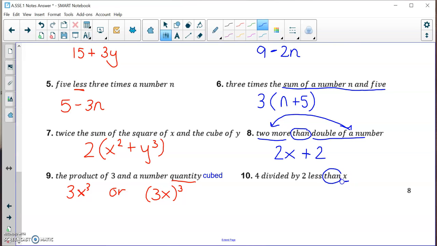But the thing here is we're just switching the 2 and the x around. So we're first going to start off with the 4 divided by, but now I'm going to switch the x and the 2 around to have an x minus a 2.